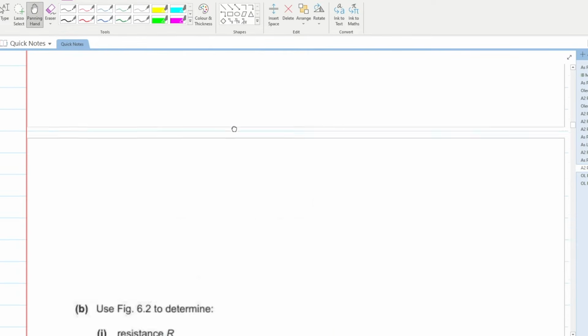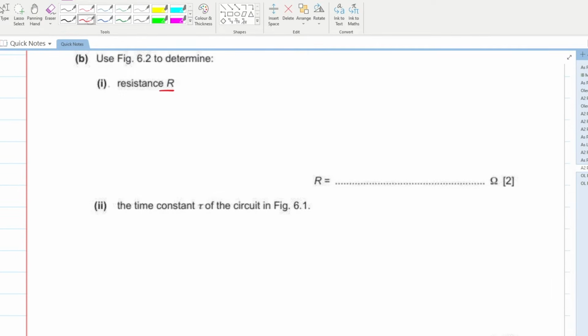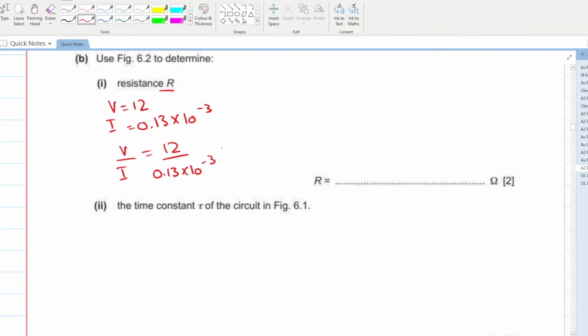Okay. So our voltage is 12. Current is 0.13 into 10 raised to the power of -3. Can I calculate the resistance? Yes, V divided by I. Voltage is 12 divided by the current, that is 0.13 into 10 raised to the power of -3. What does the answer come out to be? Let's calculate that.